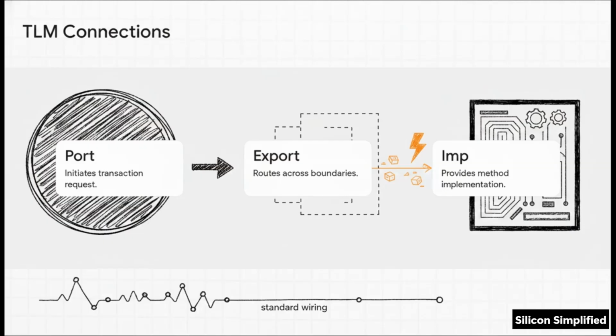The IMP is an object that provides the actual interface through delegation. It's the end of the line where the actual SystemVerilog code for the method executes. The cool part? Neither the initiator nor the target needs to know anything about each other. They just rely on the standard wiring.